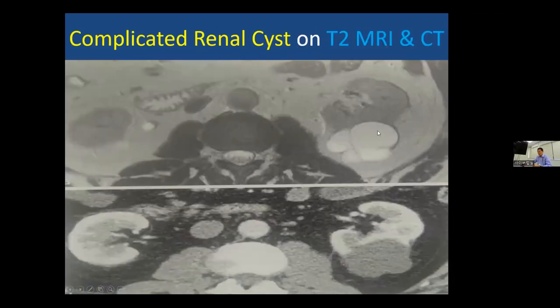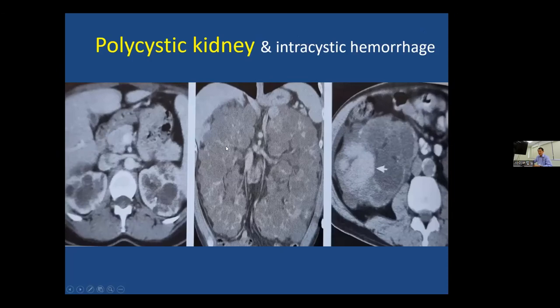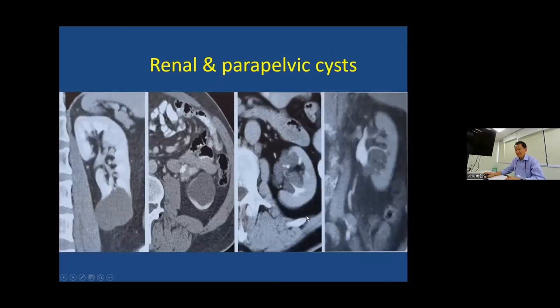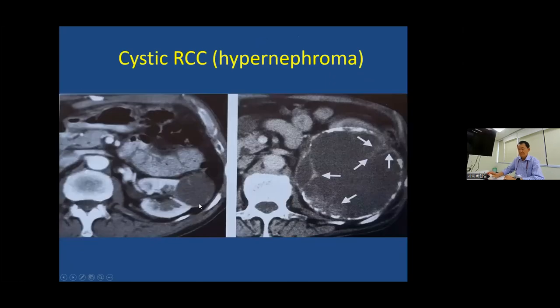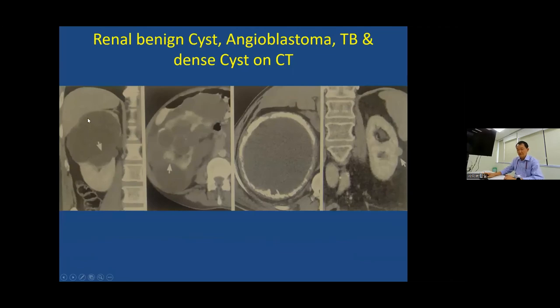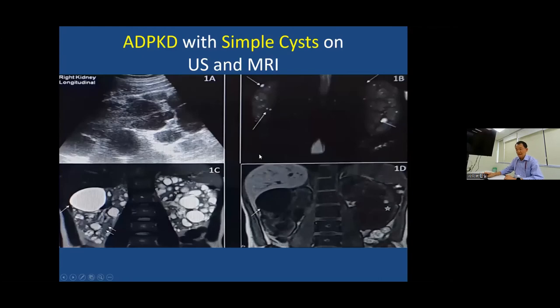MR also shows multiple cysts with some heterogeneity. And this kind of numerous cysts is a polycystic kidney. This is usually congenital. Sometimes there is hemorrhage inside on non-contrast CT. Pelvic cyst here, okay. Cystic nephroma, I'll show you in this. The benign one is usually smooth. This polycystic kidney on ultrasound, you can also see on MRI, multiple cysts.